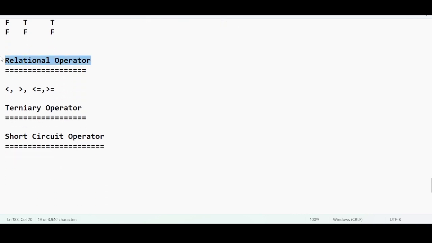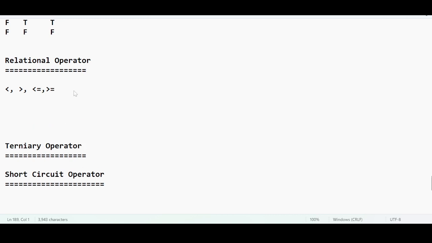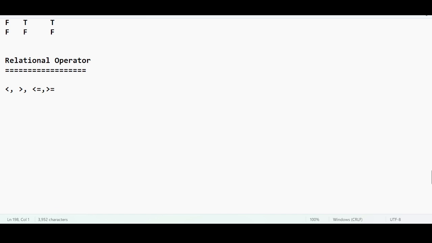Today we will be completing these three operators: relational, ternary operator, and the short circuit operator. After completing this, the concept of Java operators is going to be over. Then we will move into typecasting. So let us understand this relational operator.